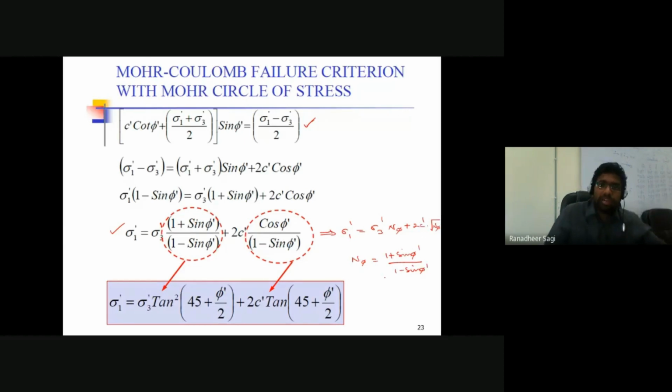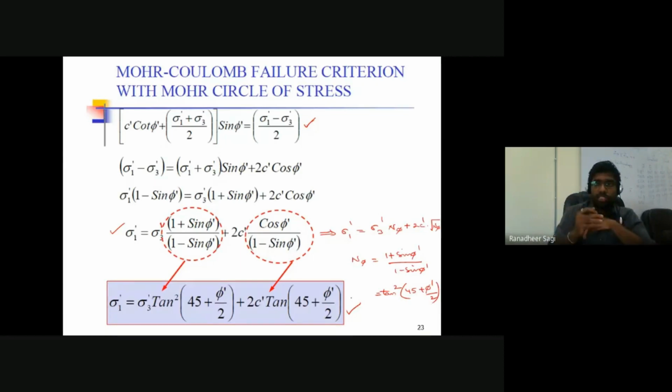So this 1 plus sine phi dash by 1 minus sine phi dash, if we try to simplify it, we'll also be getting it like this: tan square 45 plus phi dash by 2. In case I have the relation like 1 minus sine phi dash by 1 plus sine phi dash, then in terms of tan square, it comes out to be tan square 45 minus phi dash by 2. So from trigonometry, we are rewriting that particular expression. Okay, so I can go ahead in writing the expression like this.